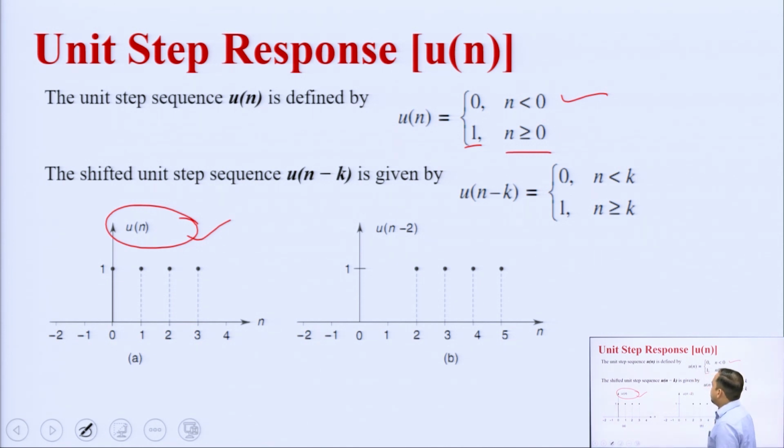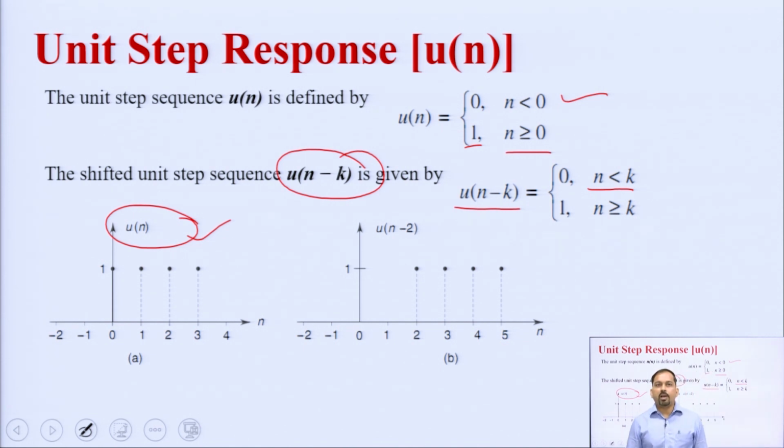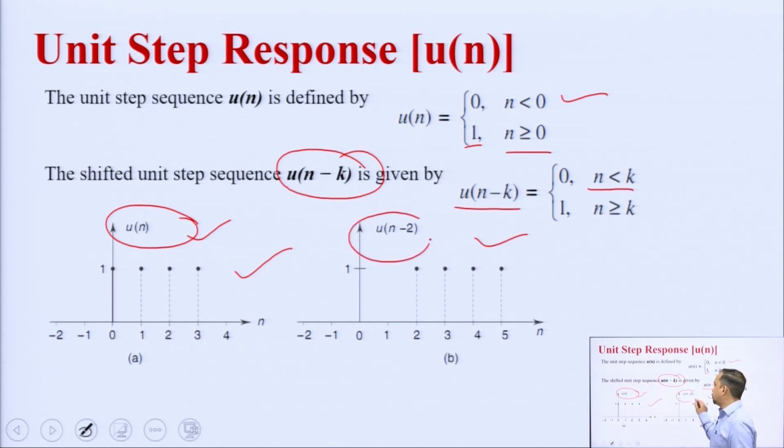So we have the shifted version, which is u of n minus k. For all n less than k, the value is 0, whereas for n greater than or equal to k, the value is 1. We have both the signals u of n and u of n minus 2. This is a shifted version of u[n], meaning the step signal is shifted by a factor of 2.